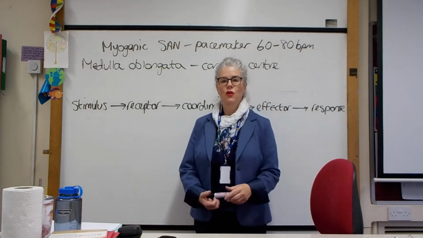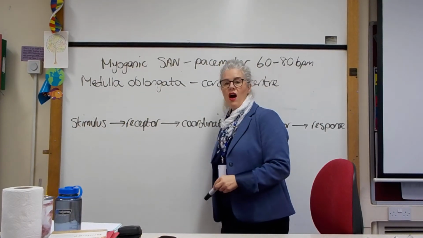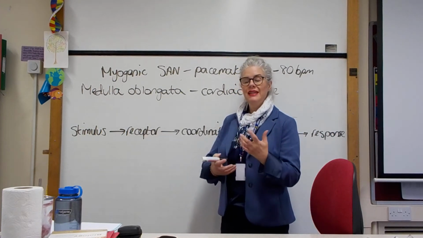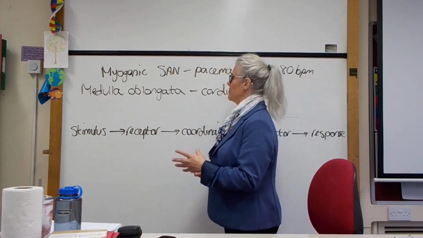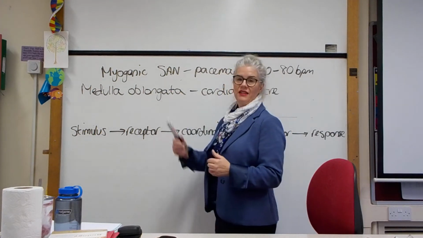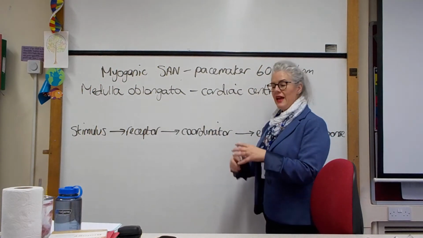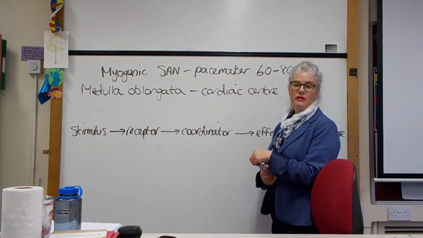So today we're going to talk about control of the heart rate. Now, your heart is said to be myogenic. What that means is it initiates its own heartbeat, its own innervation, its own nerve impulses. And they originate in the sinoatrial node, which is also referred to as the pacemaker. And that rate is somewhere between 60 and 80 beats per minute.